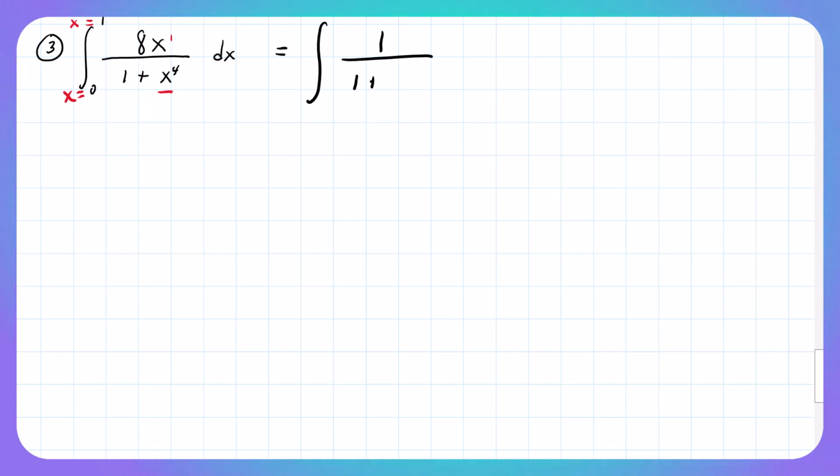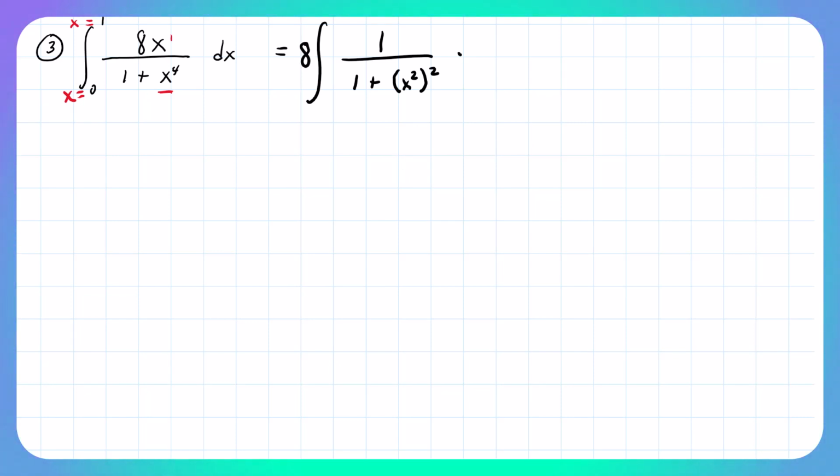I've got 1 plus, I have x to the 4th right there, but that is a perfect square. And I'm thinking in my mind about the inverse tangent. The integral of 1 over 1 plus x squared dx is equal to the inverse tangent. And so that's what I'm thinking of as I'm looking at this denominator, that's kind of like an inverse tangent. Now, I also have the 8x out here.